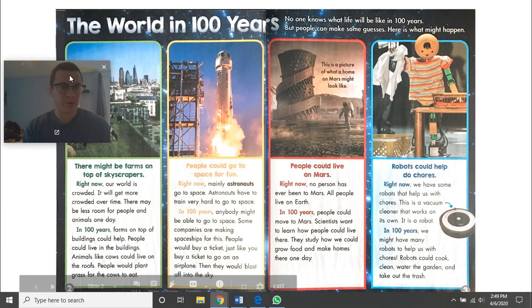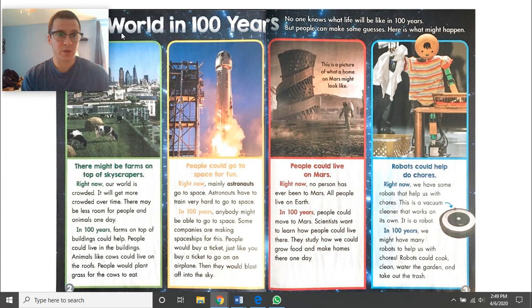Remember, I'm covering up the word the, so we've got the world in 100 years. No one knows what life will be like in 100 years, but people can make some guesses. Here is what might happen. We'll go over here. There might be farms on top of skyscrapers.